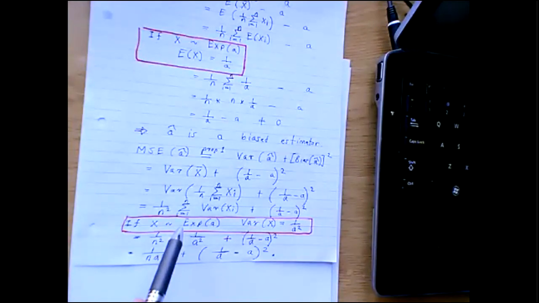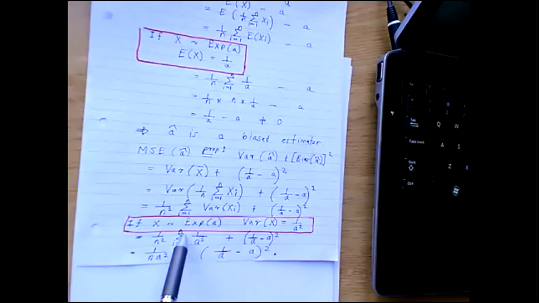To answer your question, Cheng, yeah, the n squared here cancels with the n here. So what you get here is an n, not n squared. All right, I hope you get it.